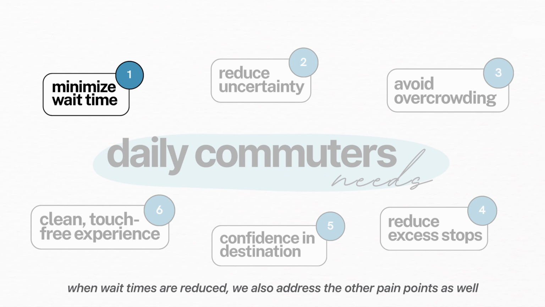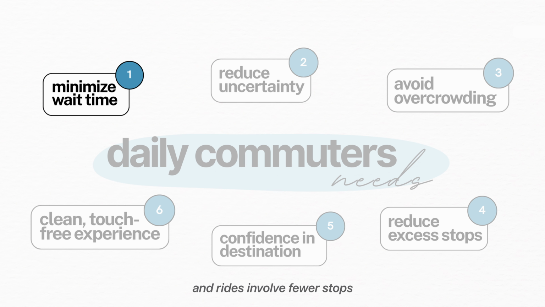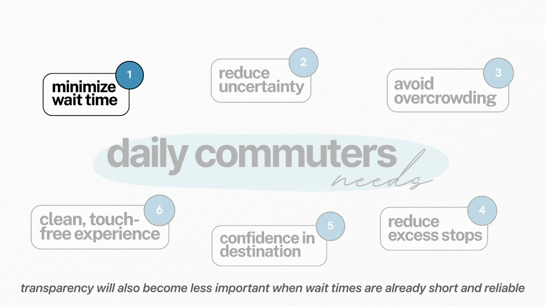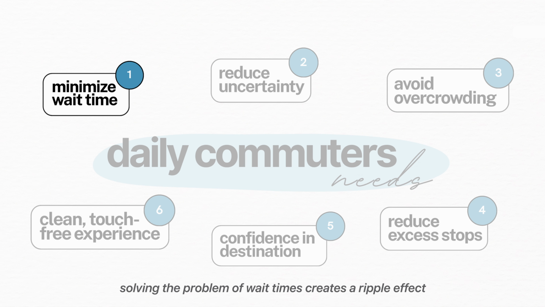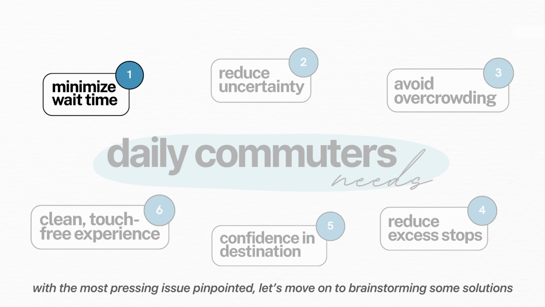Looking across these needs, reducing wait time stands out as a foundational problem to solve. When wait times are reduced, we also address the other pain points as well, since elevators will be less crowded, commuters are less likely to skip full cars, and rides involve fewer stops. Transparency will also become less important when wait times are already short and reliable. Solving the problem of wait times creates a ripple effect that makes the entire elevator system better, resulting in happier users. With the most pressing issue pinpointed, let's move on to brainstorming some solutions.